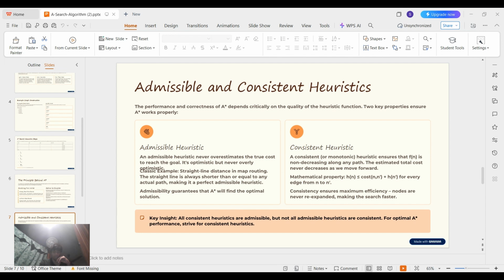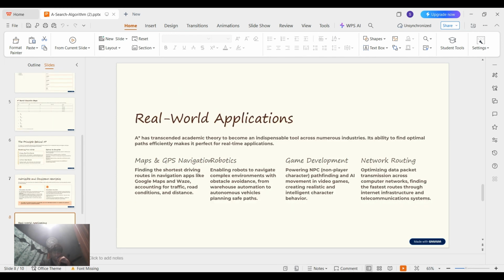Next slide is real-world applications. A-star has many real-world applications, but some of the important ones are maps and GPS. It helps find the shortest driving routes in apps like Google Maps or Waze. Next is robotics. Robots use it to plan safe paths while avoiding obstacles. Next is video games. Non-player characters, also called NPCs, use A-star to move intelligently through environments. Next, network routing. It finds the fastest routes for data transmission across the internet. In short, anywhere optimal pathfinding is needed, A-star is involved.